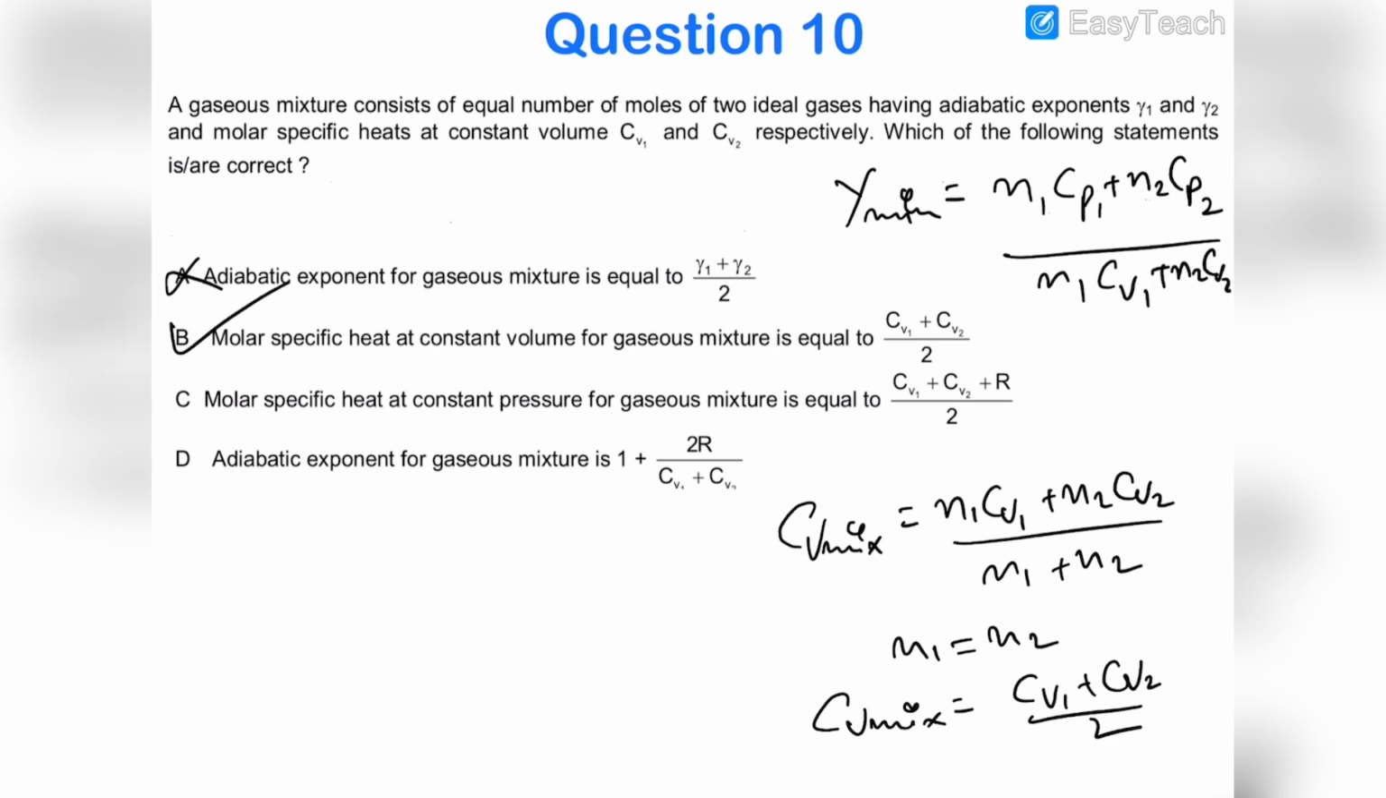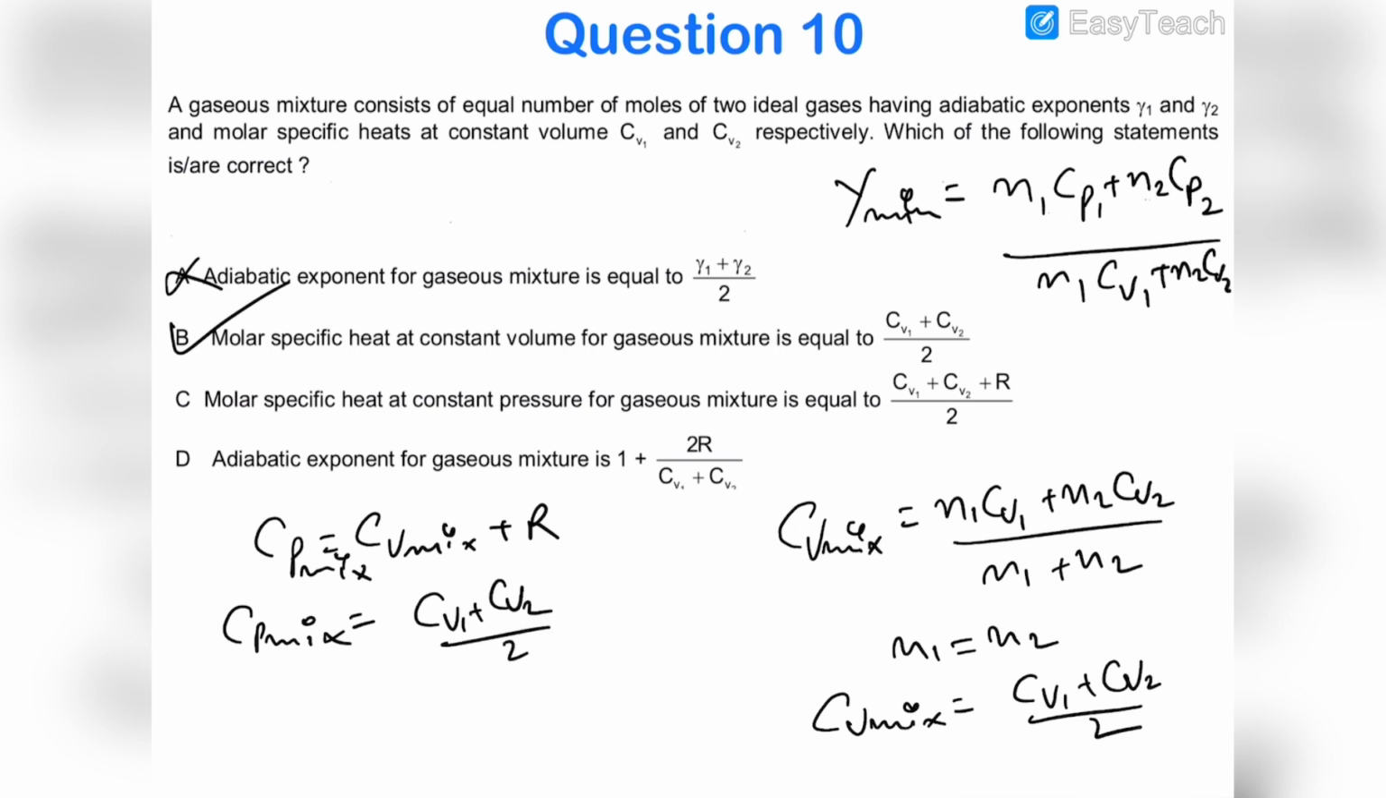Okay, so B option is correct. And molar specific heat at constant pressure for the gaseous mixture: Cp mixture is Cv mixture plus R. So Cp mixture is equal to (Cv1 plus Cv2) by 2 plus R. So C option is also incorrect. And adiabatic exponent for the gaseous mixture is this.